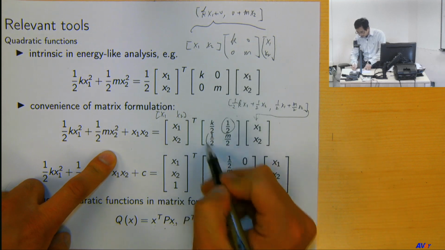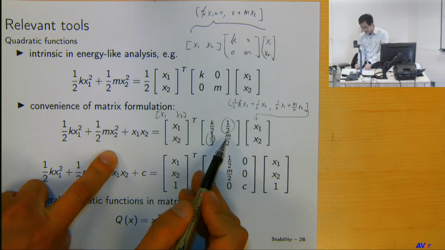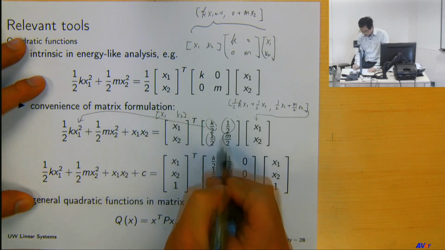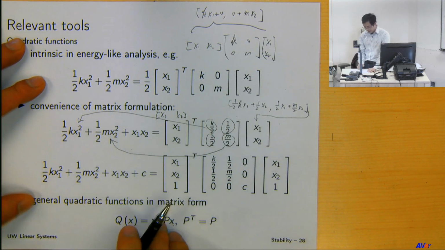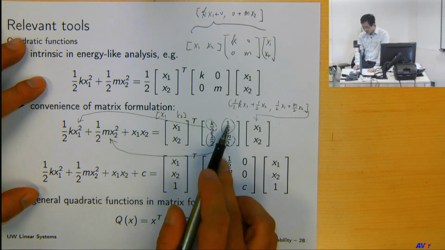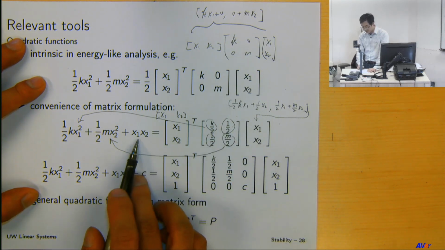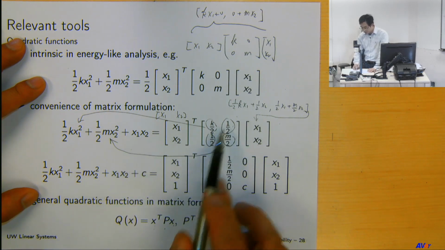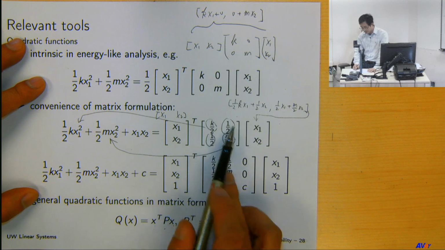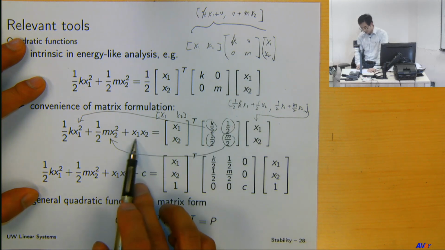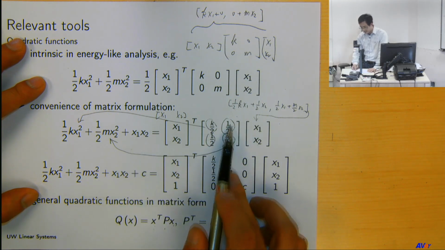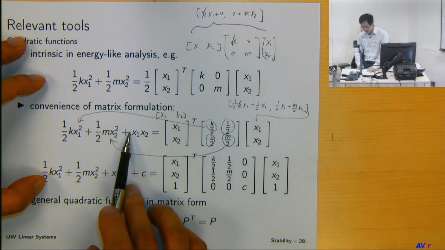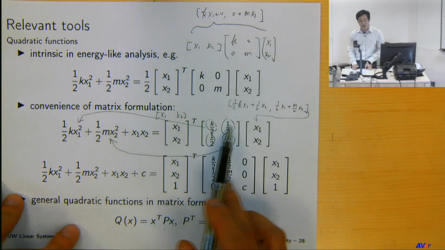The main observation is that the diagonal elements contribute to your square terms, and the off-diagonal elements give you the cross product terms. Both cross entries contribute to the cross product term, and you need half from each entry here. That's why it's 0.5 here.